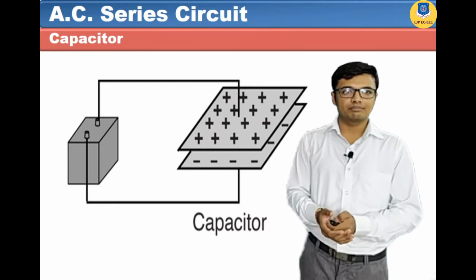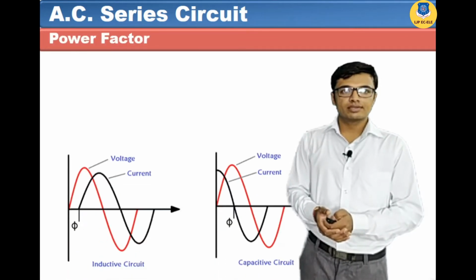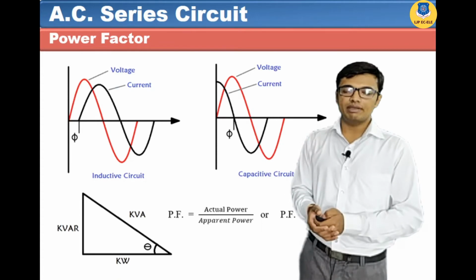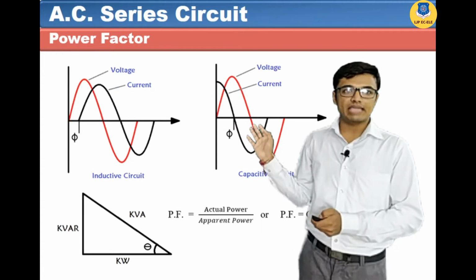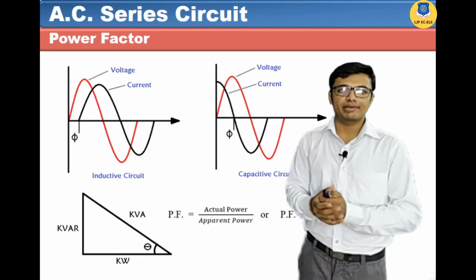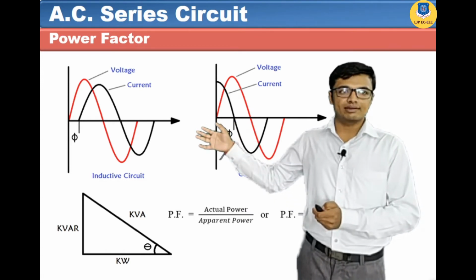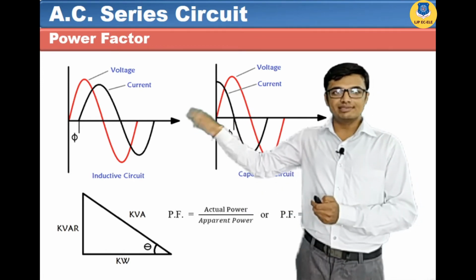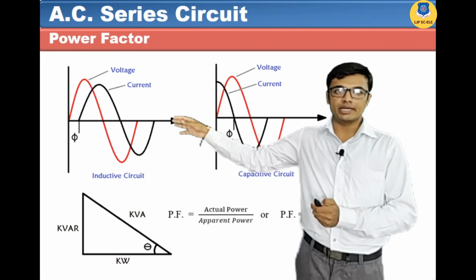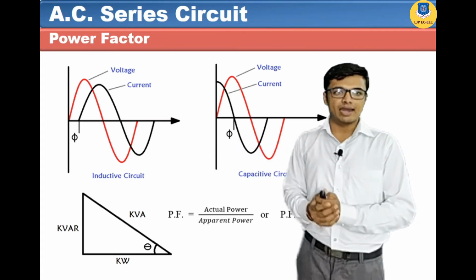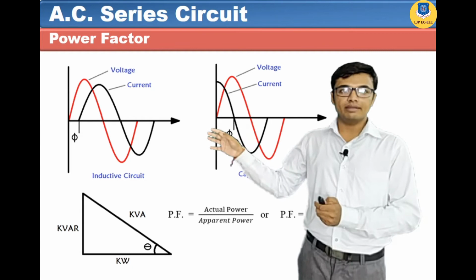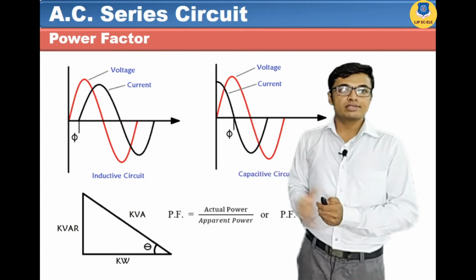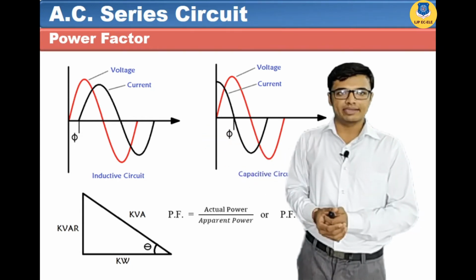Let's define one of the terms, that is power factor. Here you can see in the figure that we have shown the inductive circuit, this is the capacitive circuit, and below we have shown the power triangle. Let's understand the first circuit, that is the inductive circuit. As per this circuit, the voltage vector will start from 0 degree. After 5 degrees the current vector will start. So the current vector will lag behind the voltage vector by 5 degrees. So the power factor of an inductive circuit is always lagging.